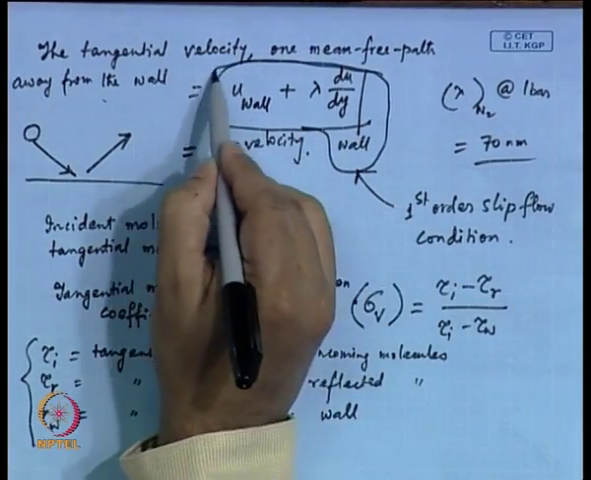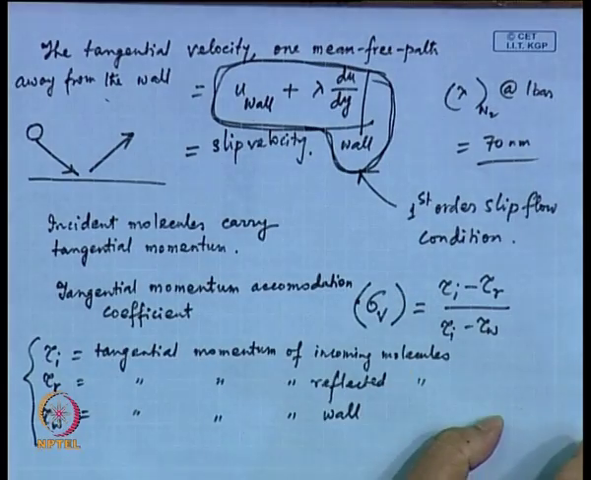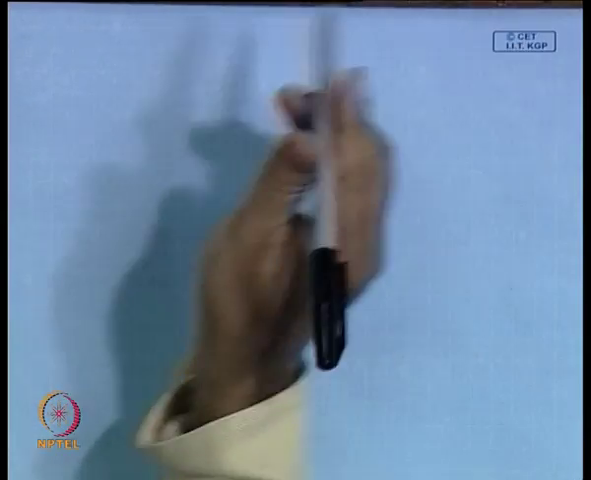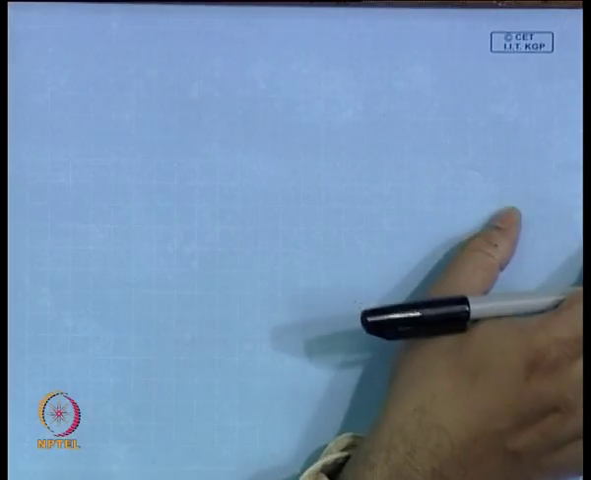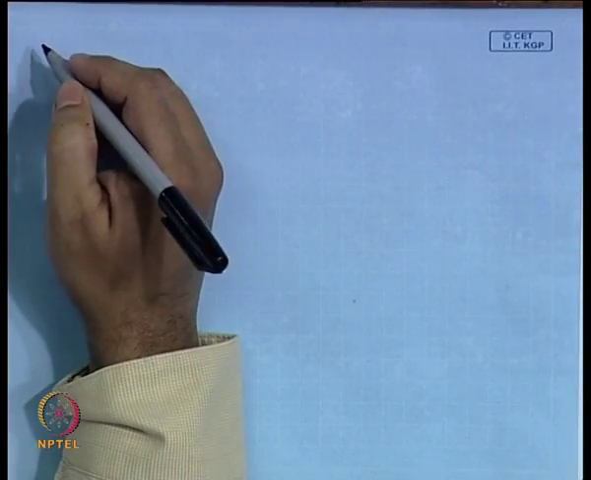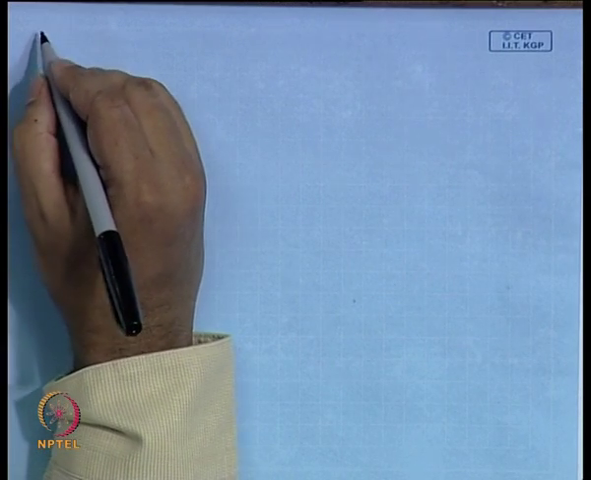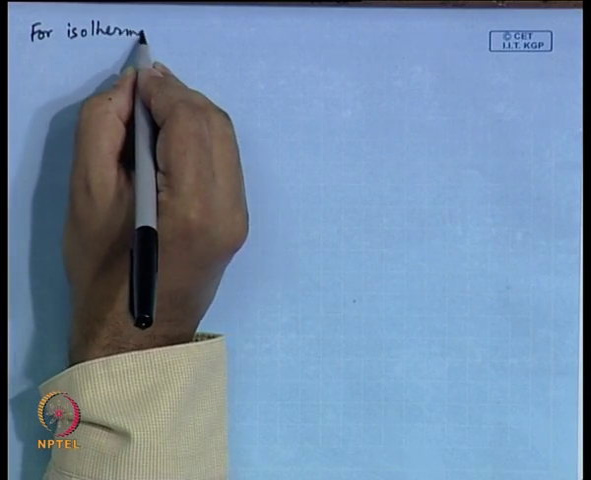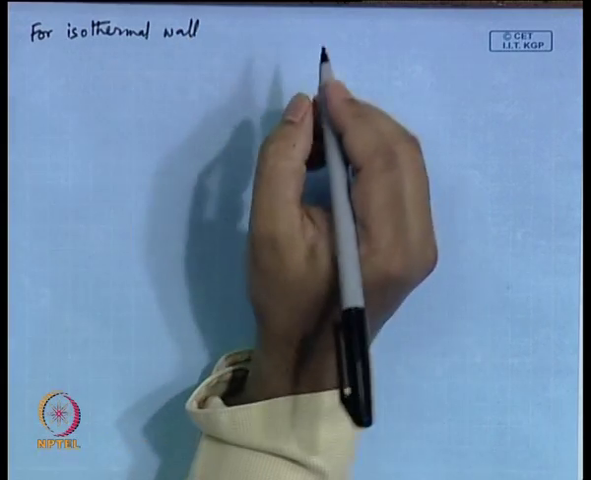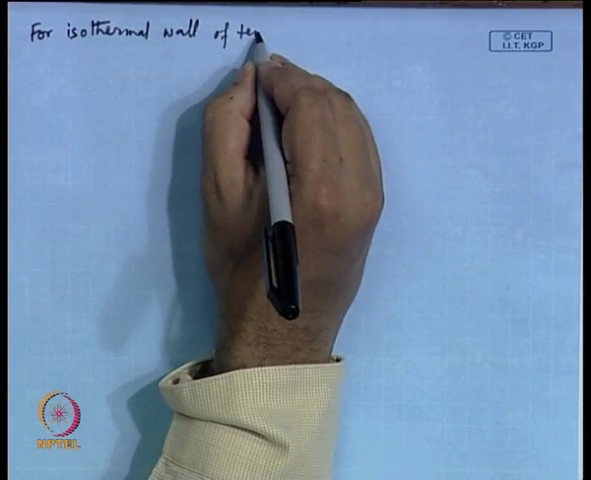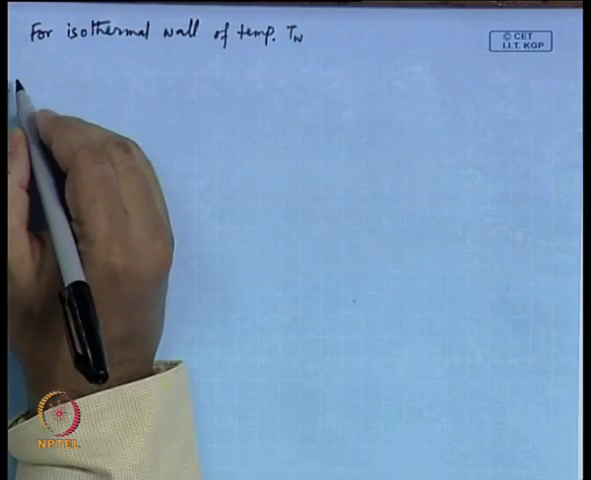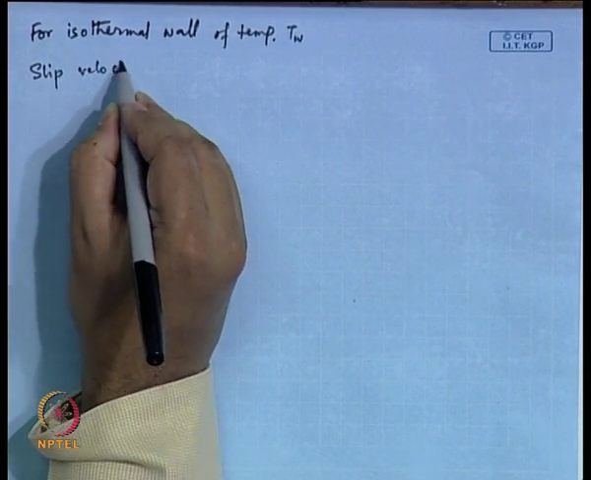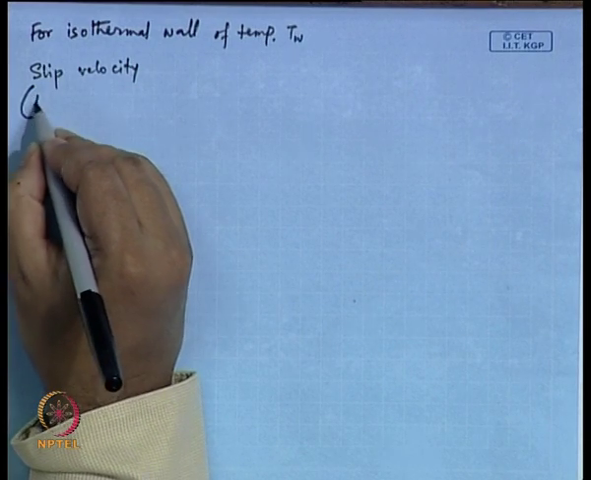Now, instead of writing this as the slip velocity, what we write, which is more comprehensive and more detailed, is the expression for slip velocity for an isothermal wall of temperature Tw, the slip velocity expression given by Maxwell.